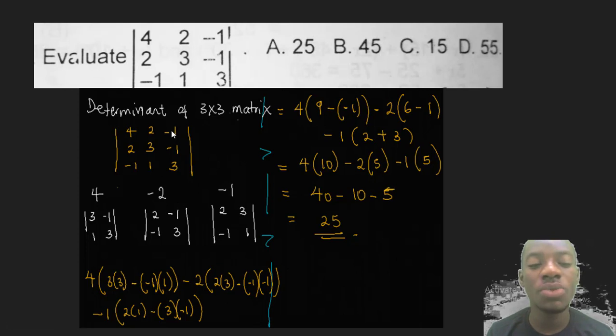Then the last one will be normally minus 1. I didn't add a negative sign. If I had added, it would have become plus 1, because negative and negative is plus. So actually, you must add a negative sign only to the middle one.